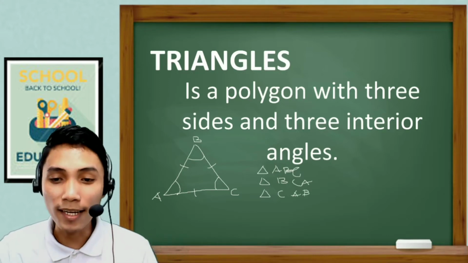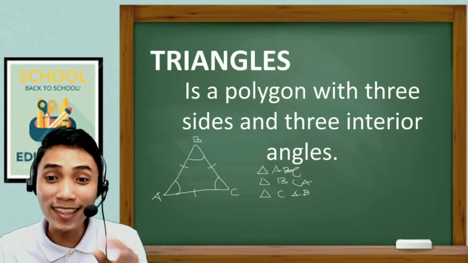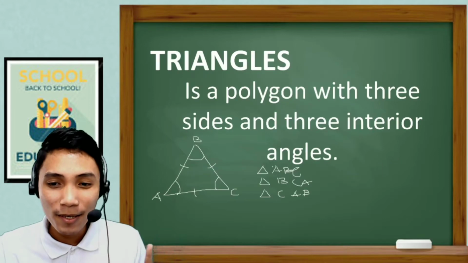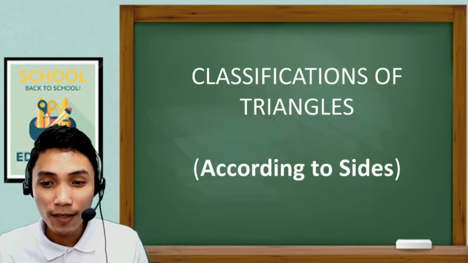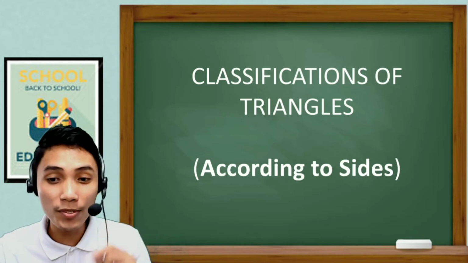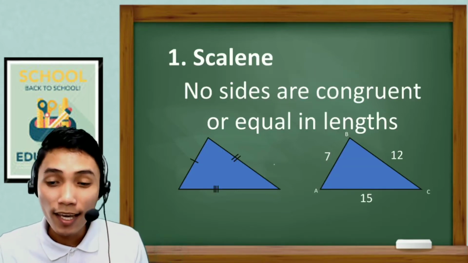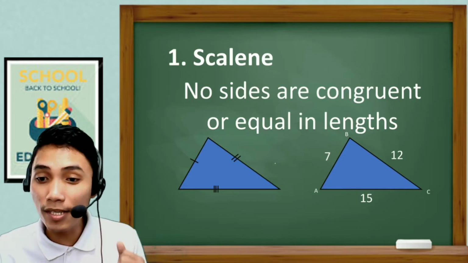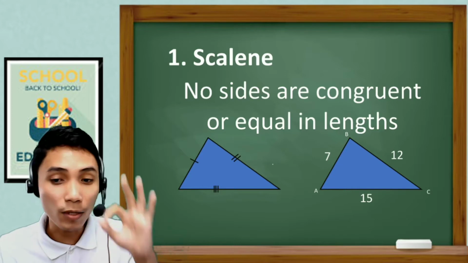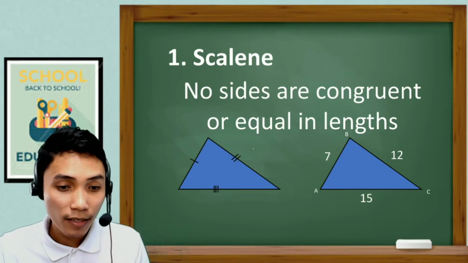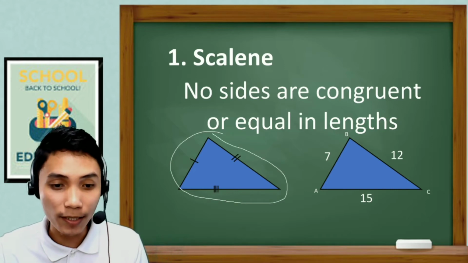Okay? Now, let's move to the next topic. Our next slide. We have here classifications of triangles. The first one is according to sides. Number 1 is scalene. Scalene, that is, no sides are congruent or equal in lengths. Now look at the picture. We have here an example of a scalene triangle.